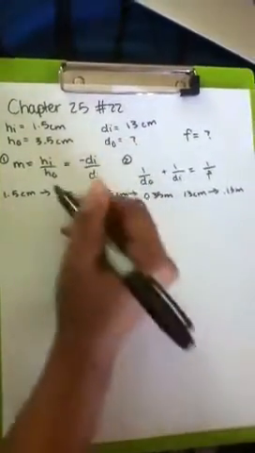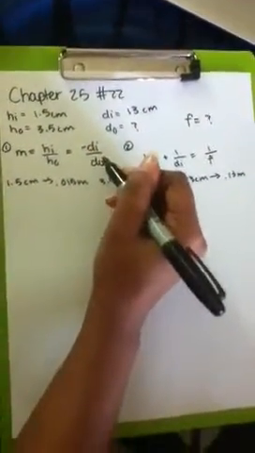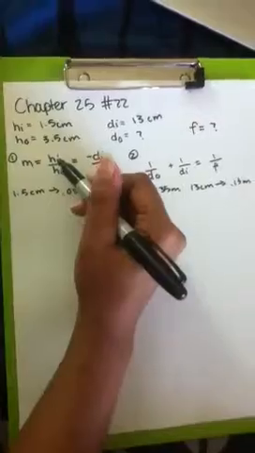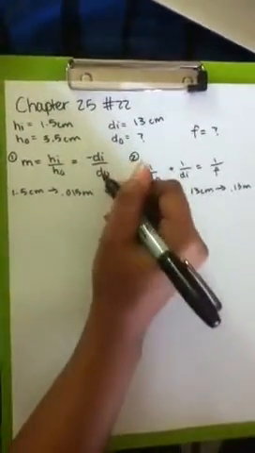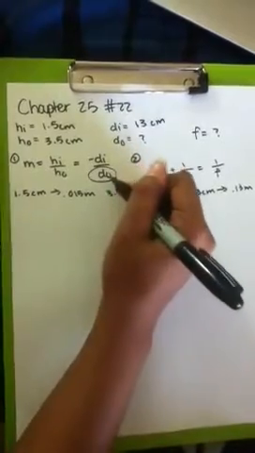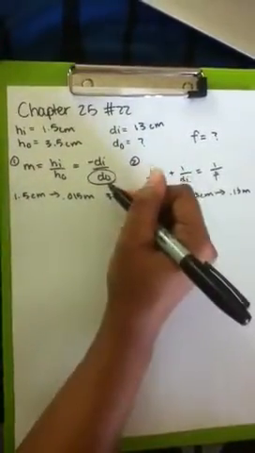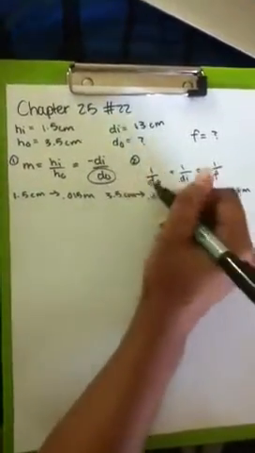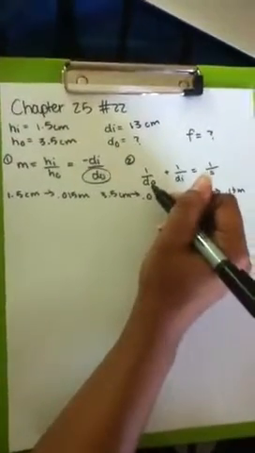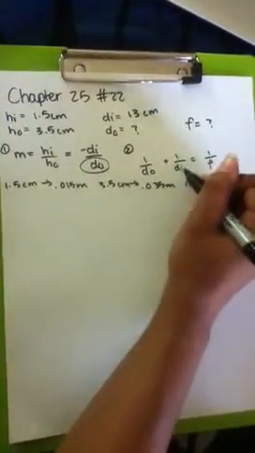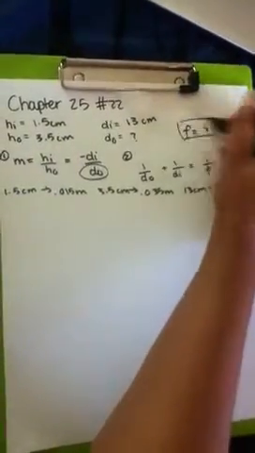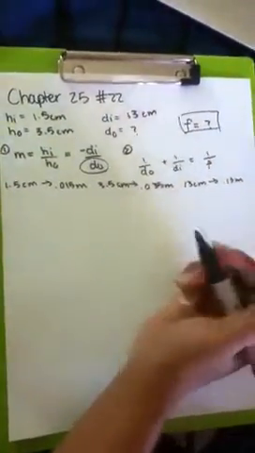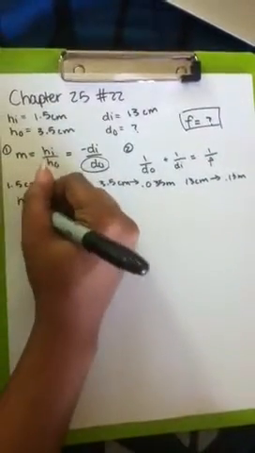I am going to use this equation first because we have the height of the image, the height of the object, and the distance of the image, but we do not have the distance of the object. Once we find the distance of the object, we can plug it into this equation right here, and because we have the distance of the object and the distance of the image, I can easily find the focal length, which is what we ultimately want to find. So I'm going to rewrite this equation right here.